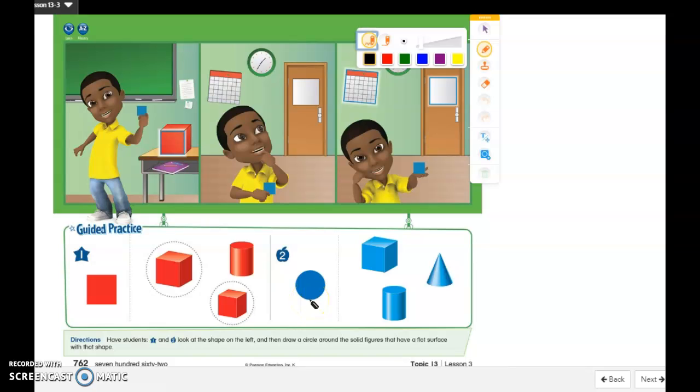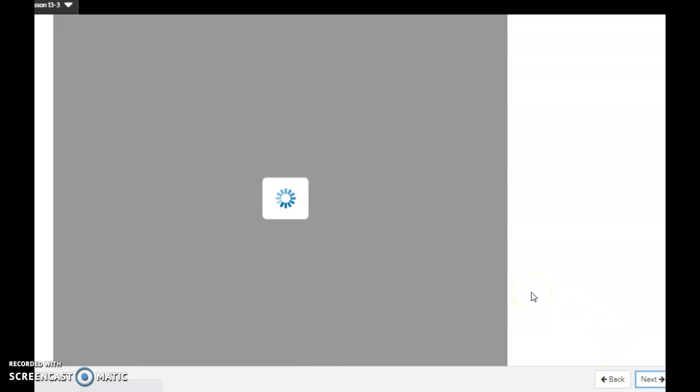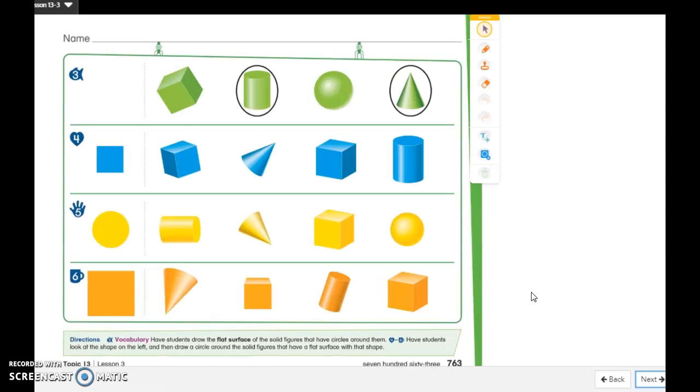Jackson wants us to find which of these solid figures has a circle on them. Which two should we circle? Well, I'm going to say we should circle the cylinder and the cone. So why am I circling the cylinder and the cone? Explain that. Give me those explain answers. Because you can see the circle at the bottom, or the cylinder has one on the top and the bottom, and the cone has that circle on the bottom. Okay. This is an easy one for us, right?